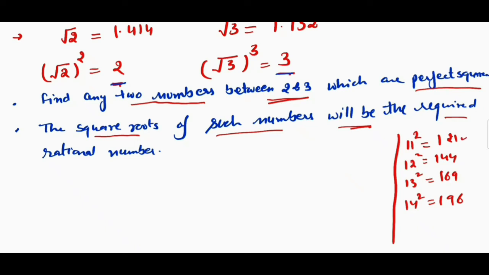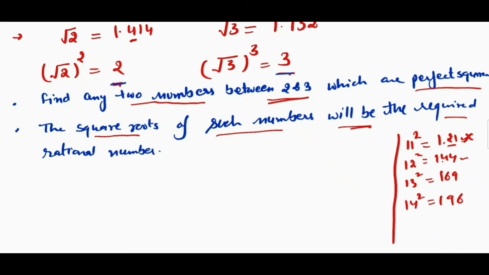So here see, this is 121. If I put a decimal here, then this number will be 1.21, but this number is less than 1.41. So it means this is not my required number. So let's see the 12 square. 12 square is equal to 144. If I put a decimal here, then this number is greater than this. It means this will be between square root of 2 and square root of 3.